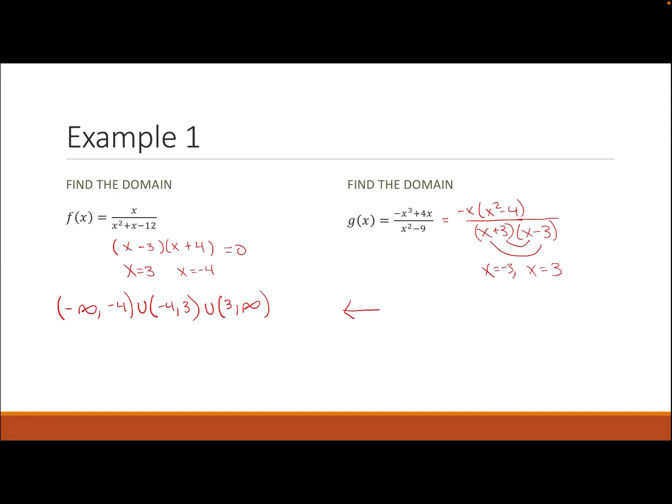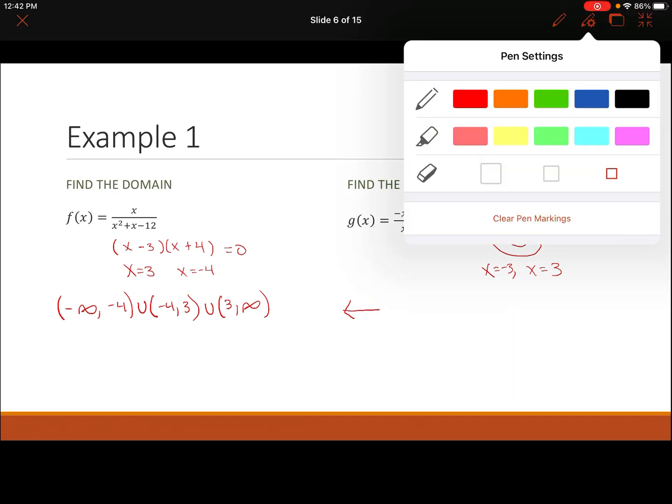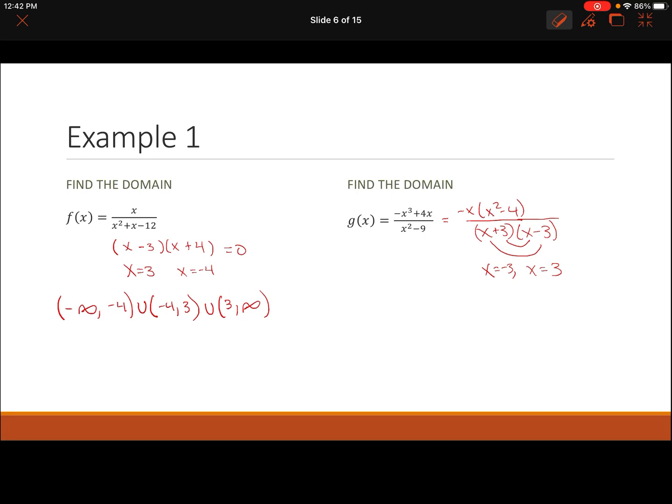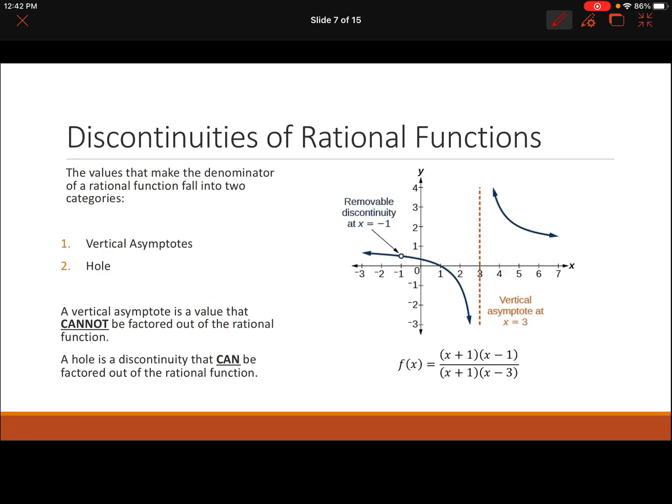I'm used to making a polynomial inequality. We want to say our domain is negative infinity to negative 3, union negative 3 to 3, union 3 to infinity. And so that's the domain of that rational function.